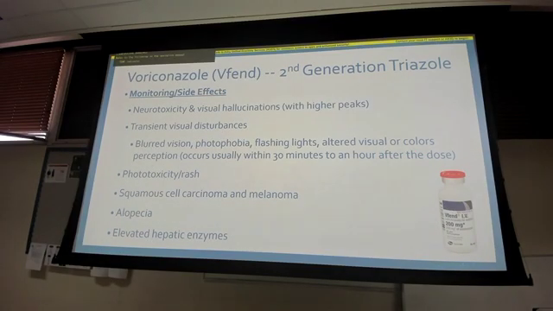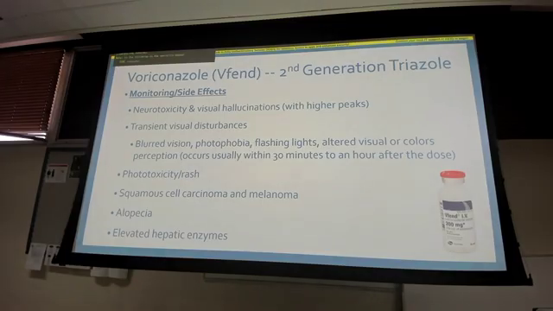So voriconazole, again, biggest things, drug-drug interactions and a lot of side effects too, like amphotericin. So think of V for visual. So we have potential neurotoxicity, visual hallucinations. Patients can complain about transient visual disturbances, they'll have blurred vision, photophobia, they might have altered visual colors and perceptions. So think V for visual side effects.